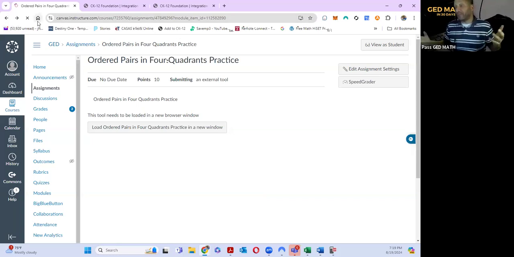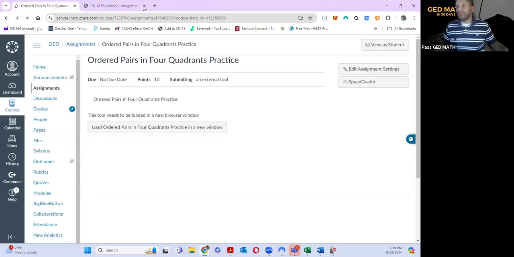If my computer would ever load. I got like 56 windows open. That's why.